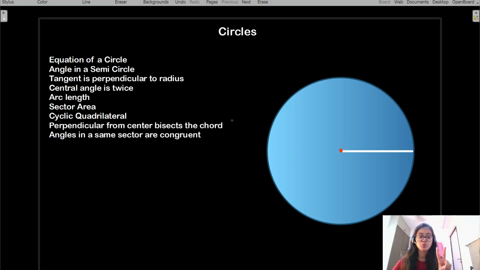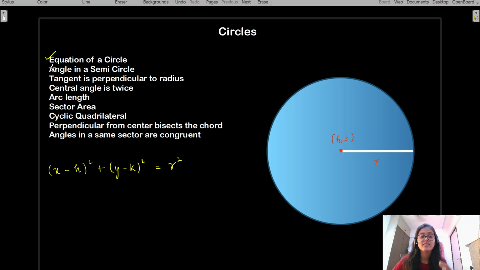So in order to fix the position of a circle, in order to define its equation, we need two things. We need the coordinates of its center. So let's say that the coordinates of this center are h comma k, and the length of the radius is r. So the equation of the circle is given by x minus h whole square plus y minus k whole square equals r square, where h comma k are the coordinates of the center.